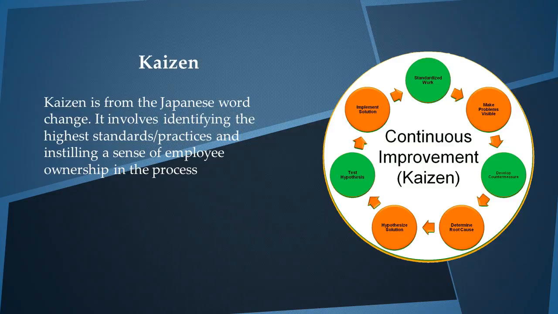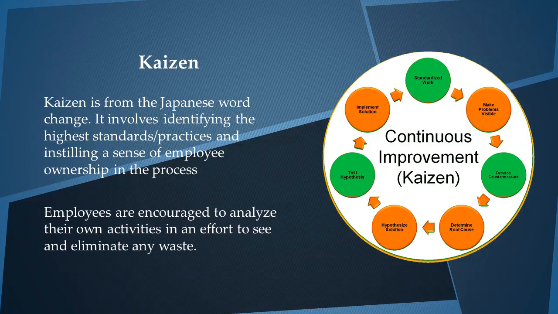It involves identifying the highest standards and practices and instilling a sense of employee ownership in the process. Employees are encouraged to analyze their own activities in an effort to see and eliminate any waste. The figure to the right shows an example of a Kaizen process. You would start by making your problems visible, develop countermeasures, determine the root cause of these problems, hypothesize a solution, test this hypothesis, implement the solution, and standardize that work.